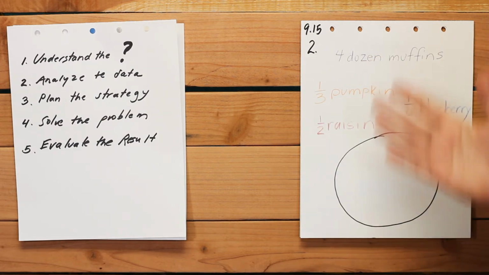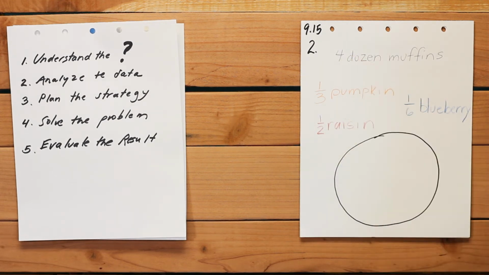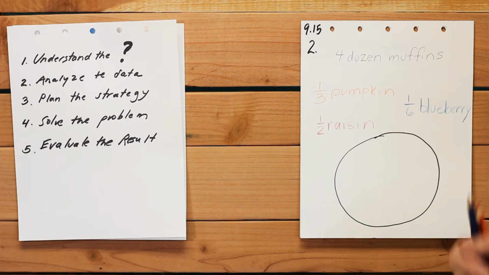Okay, we really don't need to know the number of muffins, although I can say 4 times a dozen, which is 12, would be about 48. But the question isn't asking us that. What is the question asking us? It's telling us actually to draw a circle graph.